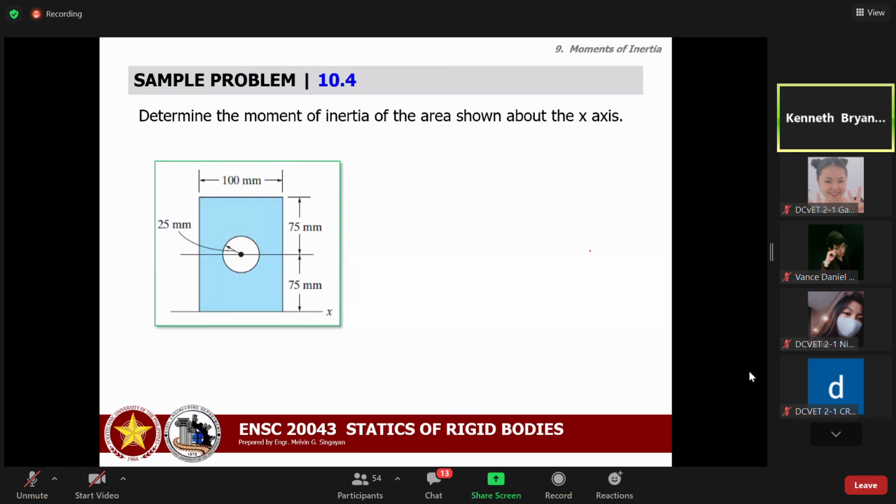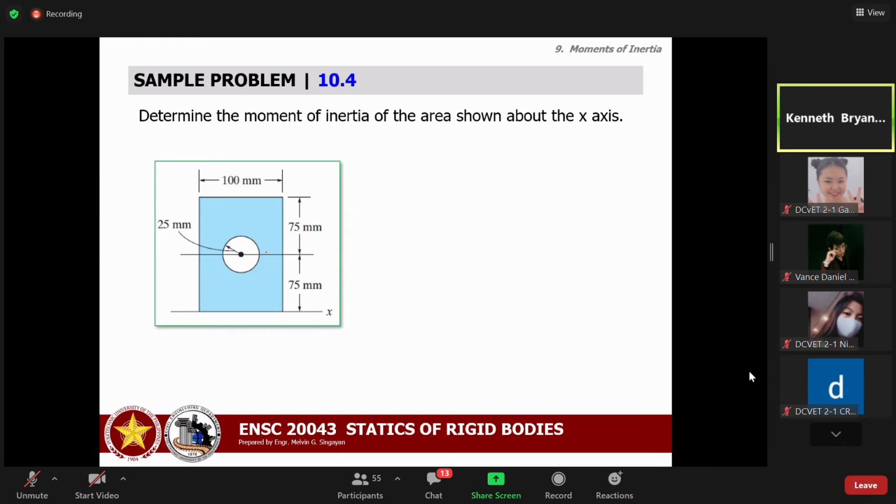So, sample problem 10.4. Area shown about the x-axis. So, in this composite area, how many composite parts do you think we're going to have? Composite parts magkakaroon tayo sa tingin nyo? Dalawa, sir. Dalawa. Correct. So, yung rectangle, yung circular area.